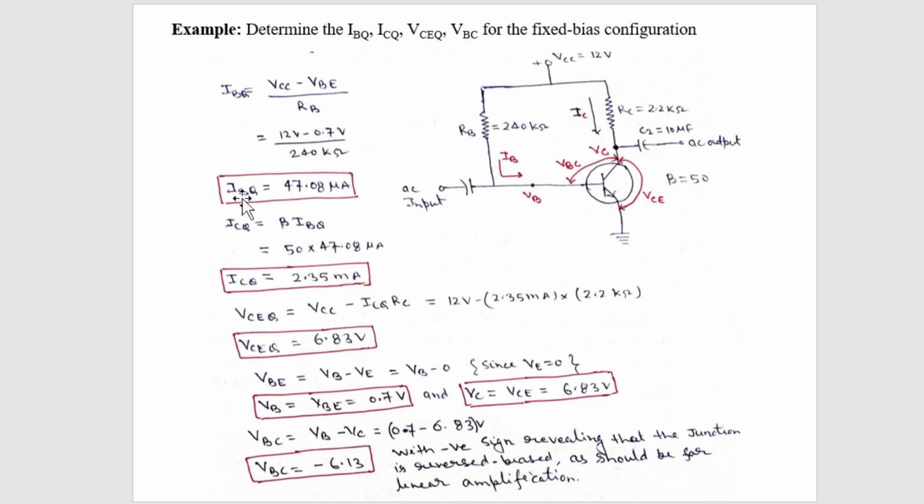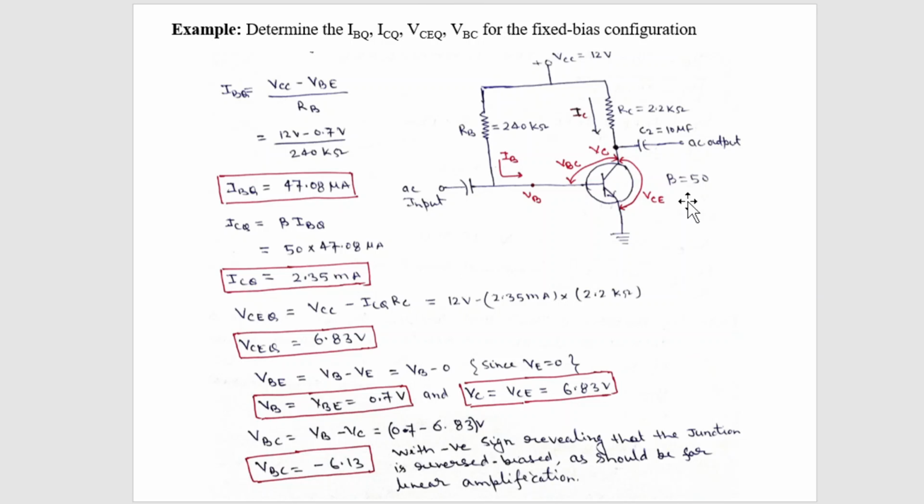IBQ is known. Now if IBQ is known, one can find out the IC. IC is equal to beta into IB. So ICQ is equal to 50 multiplied by 47.08 microampere, that gives ICQ equal to 2.35 milliampere. So now we have calculated the input current, that is base current, and the output current, that is collector current. Now you have to determine the value of VCEQ, that is collector emitter voltage.